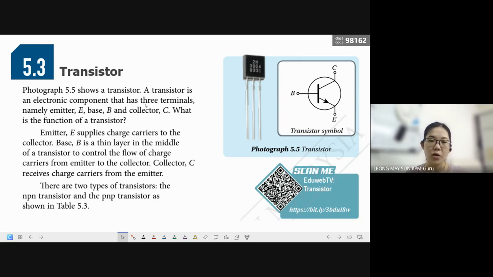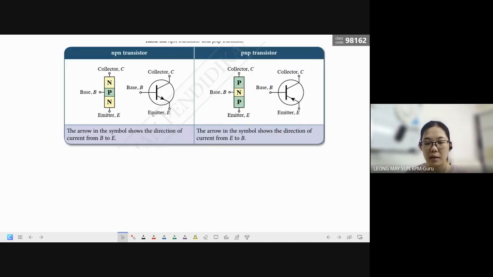So the majority of the notes that I'm going to have today is actually from the textbook, so you can refer to the textbook that you have right now with you. But there are some parts that I add in also from the PowerPoint slides. So a transistor is an electronic component that has three terminals, namely the emitter, base, and collector. So you need to understand the position of the emitter, base, and collector.